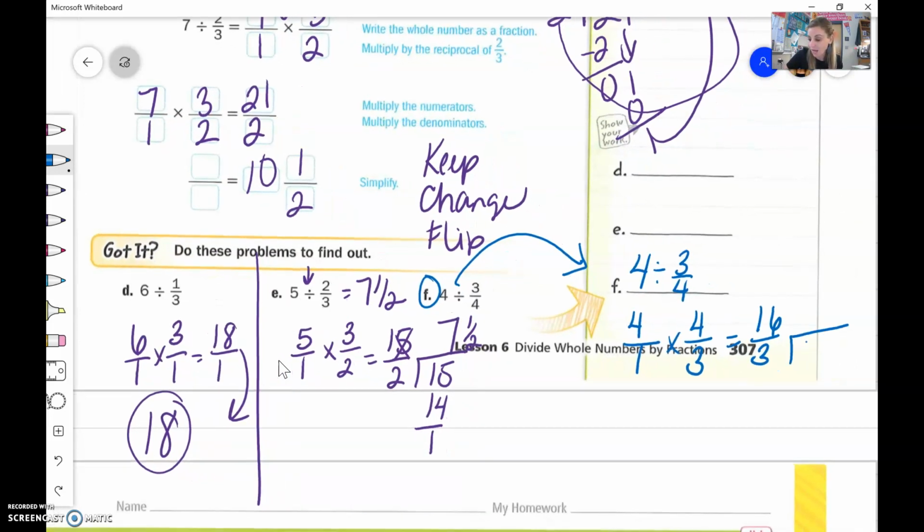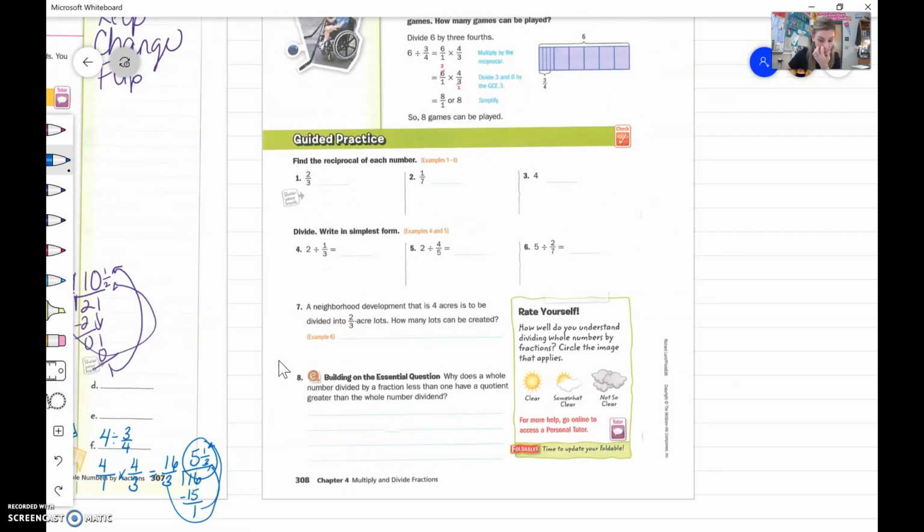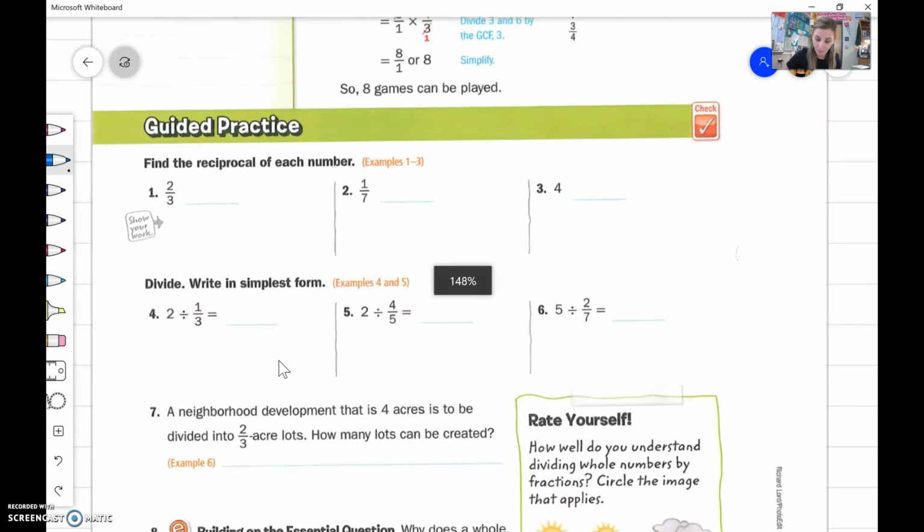So I'm going to divide by 16. I know that goes in 5 times. 5 times 3 is 15. I subtract, I'm left with 1. The 1 becomes my numerator. The 3 becomes my denominator, and I'm left with 5 and 1/3. Okay, we're going to do some practice on these. So jump over to the next page, and here we go.